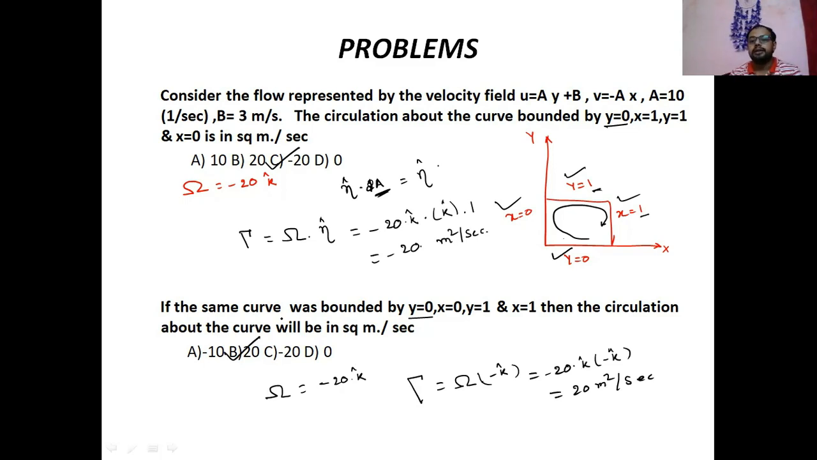These two questions have the same figure, but the sense of the rotation is different. So whenever you convert it into the area integral, the area direction will change. The area direction is the only thing changing here. The area magnitude is the same for both cases, that is 1. The direction of the area vector is changing in both cases, and it depends on the rotation, on which way the curve is bounded. That is the way to find out this kind of problem.